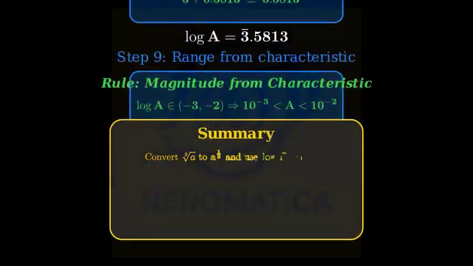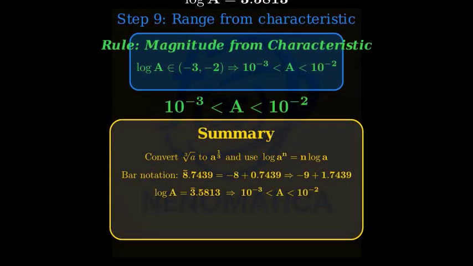To summarize, we rewrote the cube root as a fractional exponent, applied the power rule, handled the bar notation carefully by adjusting the characteristic, and then used the characteristic to produce the numerical bounds for a. Practice this workflow with other roots and different bar logs.